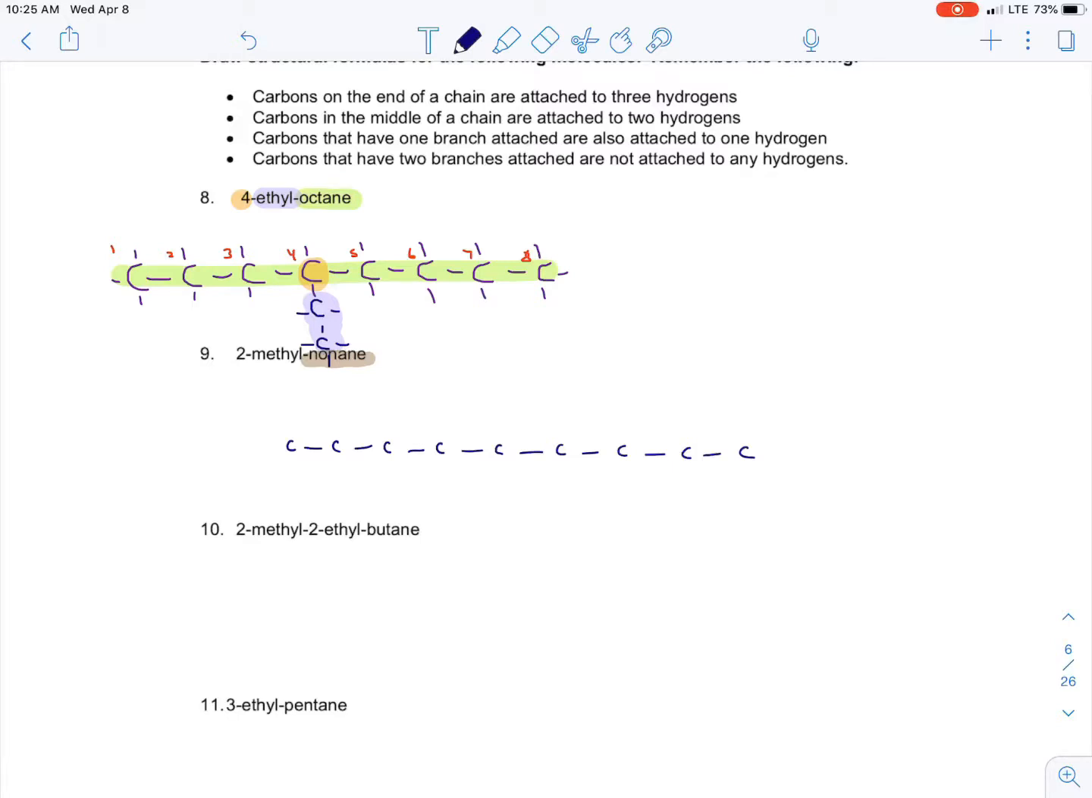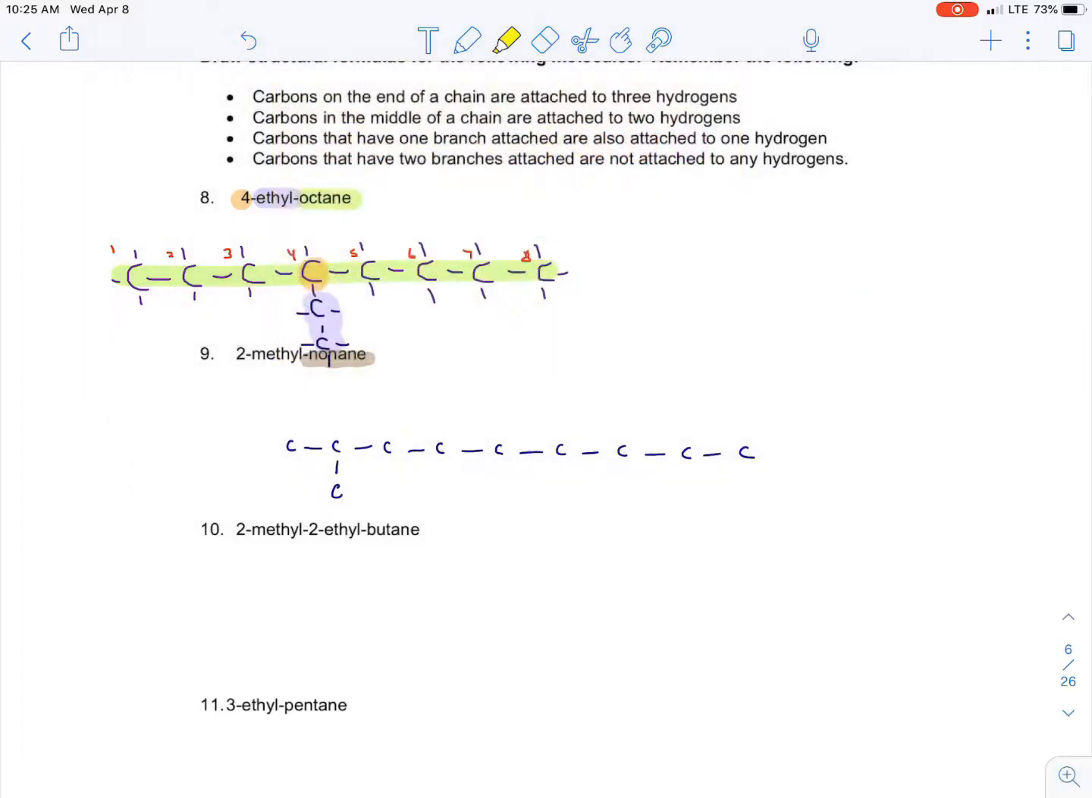On the 2nd carbon, and you know what? Why not just always start from the left when you're drawing your own? You can make them your own shape. We could make it either side, but this way's the easiest. So on the 2nd carbon, so this was number 2 right here, I have a methyl. And I'm done.